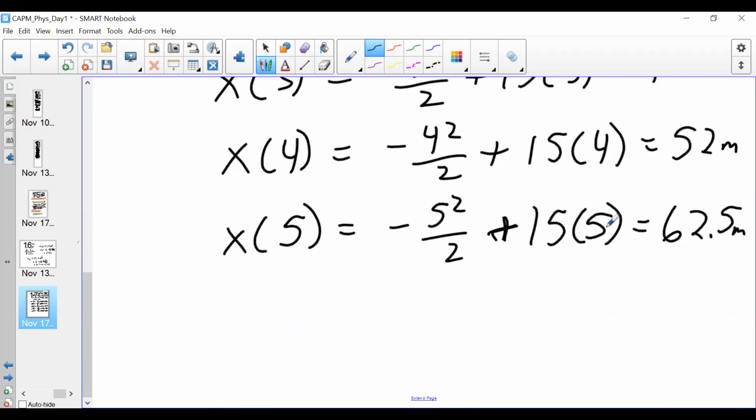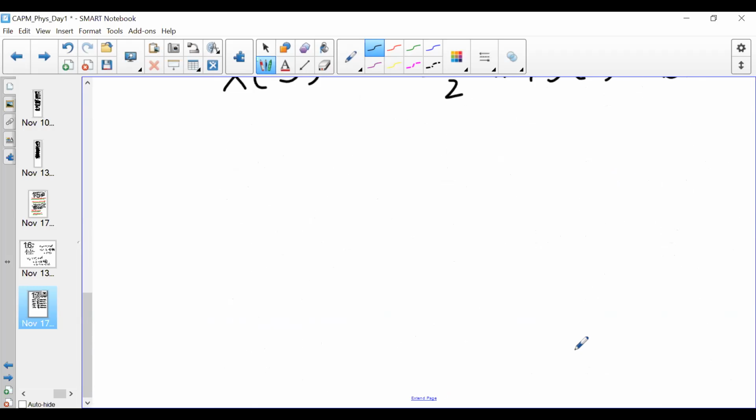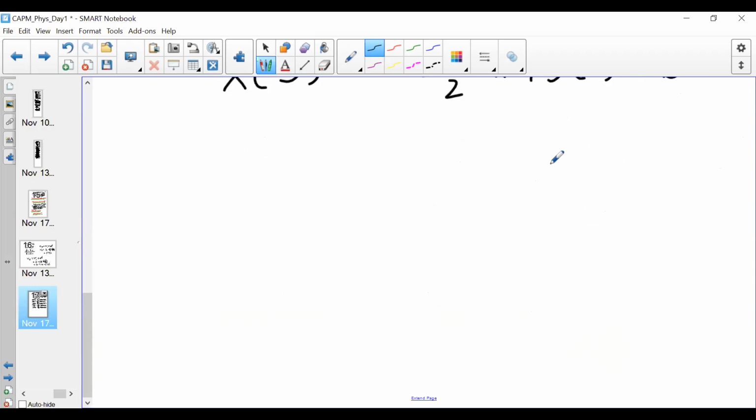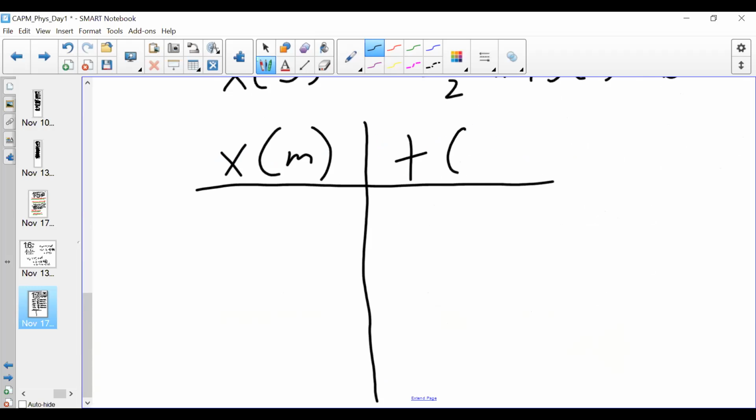So let me just get you started here. For every second, 0, 1, 2, 3, 4, 5, we have generated data. This is our mock experiment. We've done the experiment mathematically, so to speak. The physical experiment, well, we'd have to be in the class, and that would be our real experiment. Okay, so the position time data table looks like this. Again, we've seen this over and over.